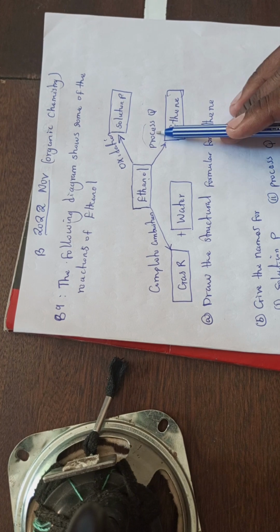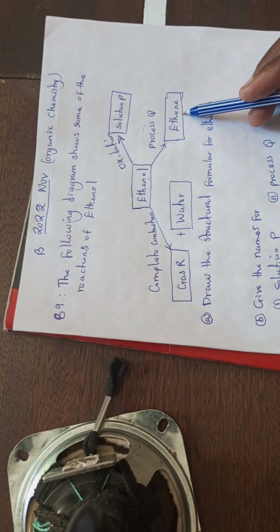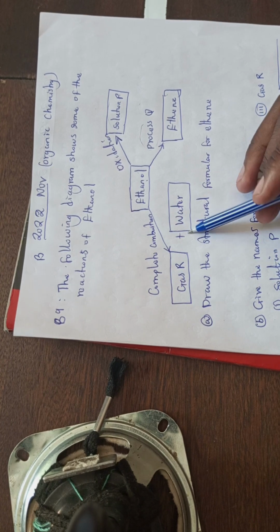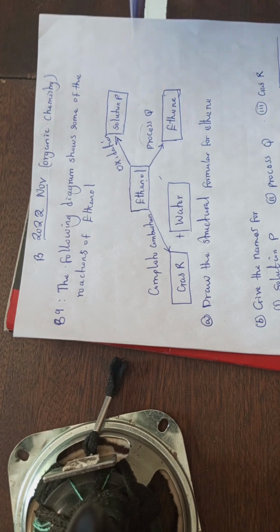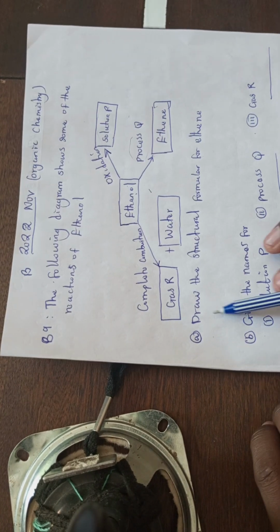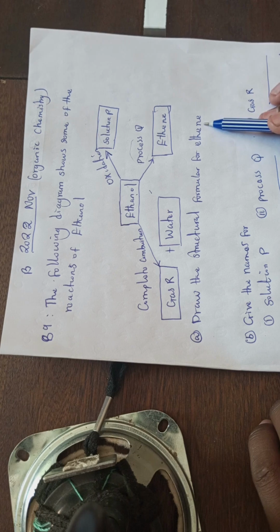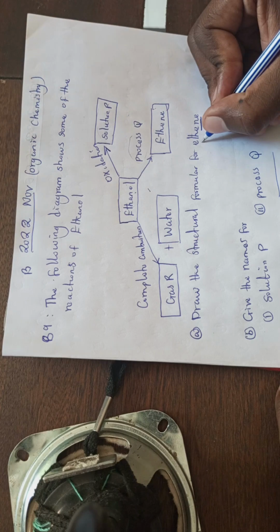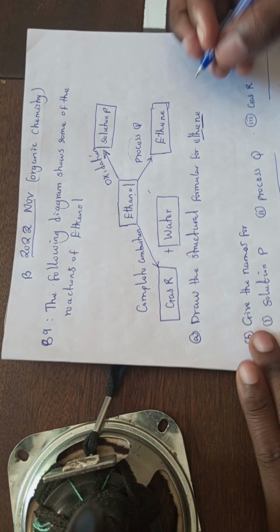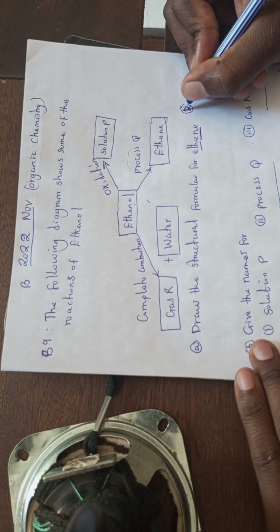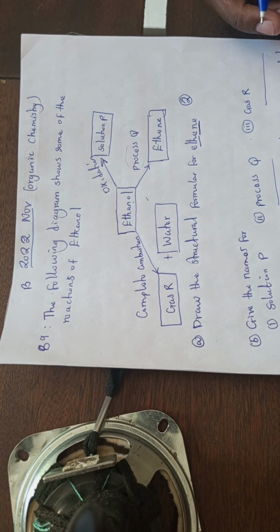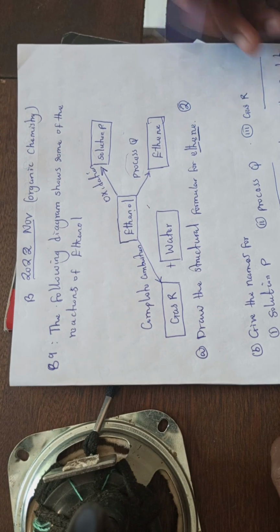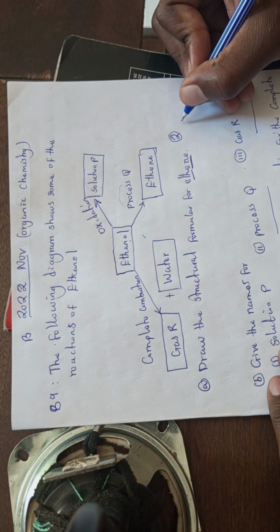Then ethanol undergoes process Q to form ethene. Then it undergoes complete combustion to form gas R plus M. As we analyze this, let's go into questions. Draw the structural formula for ethene. Ethene, the word ending, once the word is eth, signifying that there must be two carbon atoms. Now you must pay much more attention to the word ending, which is ene, and it's coming from which homologous series? Alkene.